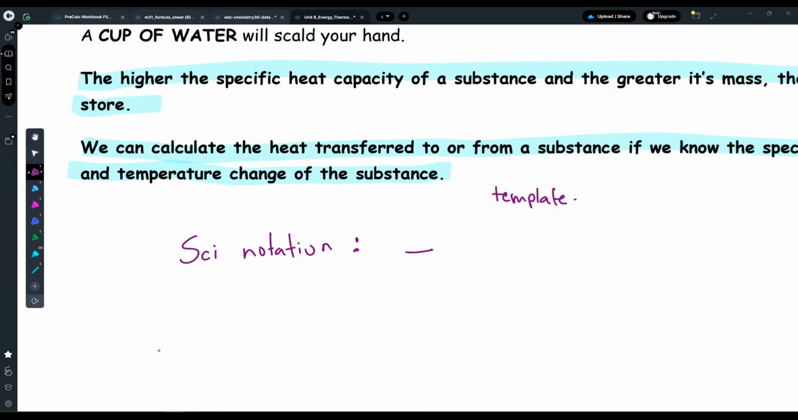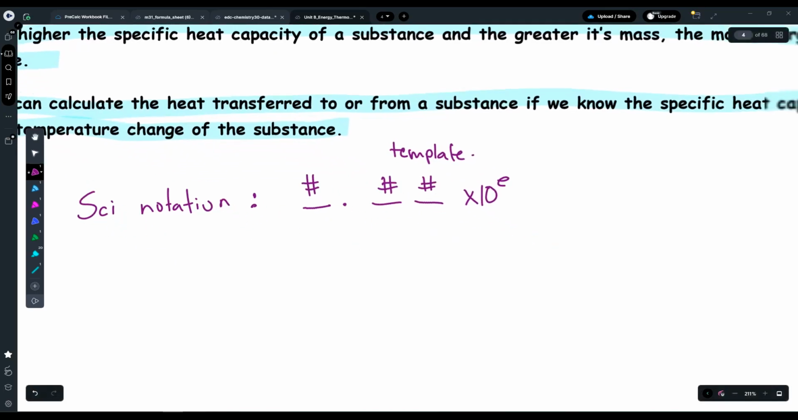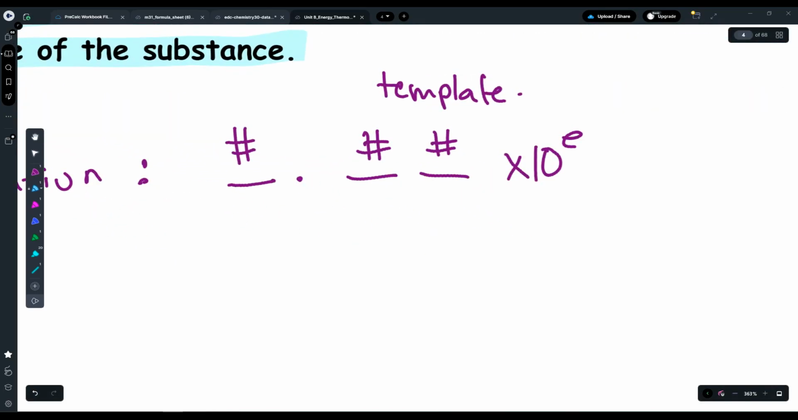So scientific notation is typically 1 digit to the left of a decimal, and then you have however many digits you need in order to satisfy sig digs, and then it's going to be times 10 to some exponent. Okay, so let's write down what I just said.